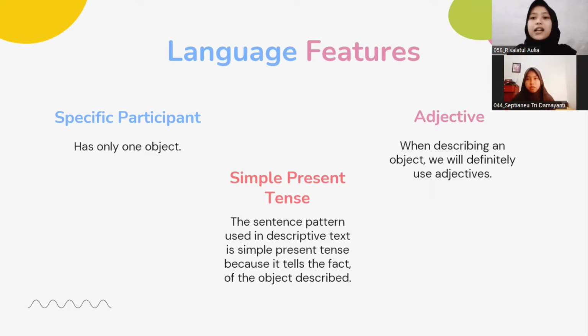The second is adjective. When describing an object, we will definitely use adjectives. For example, beautiful, clever, kind, handsome, diligent, and many more. The last is simple present tense. The sentence pattern used in descriptive text is simple present tense because it tells the fact of the object described.